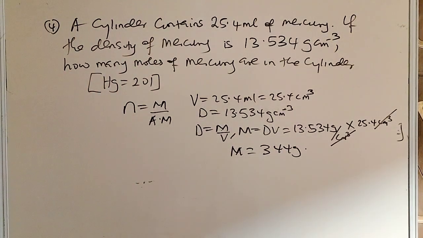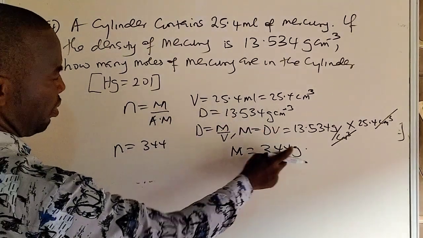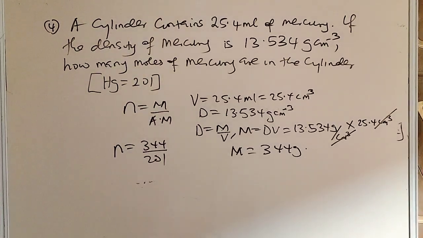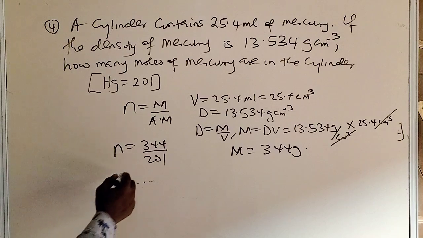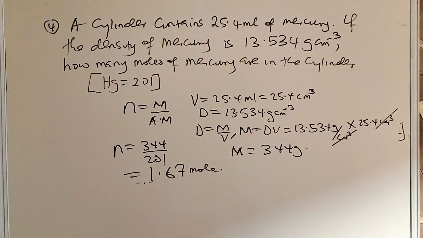So since the atomic mass is always expressed in grams, we can now find the number of moles by dividing 344 by the atomic mass of mercury. That becomes moles equals 344, the mass which we obtained there, over 201, which is the atomic mass of mercury. Solving that, we'll get our final answer as 1.67 mole of mercury.